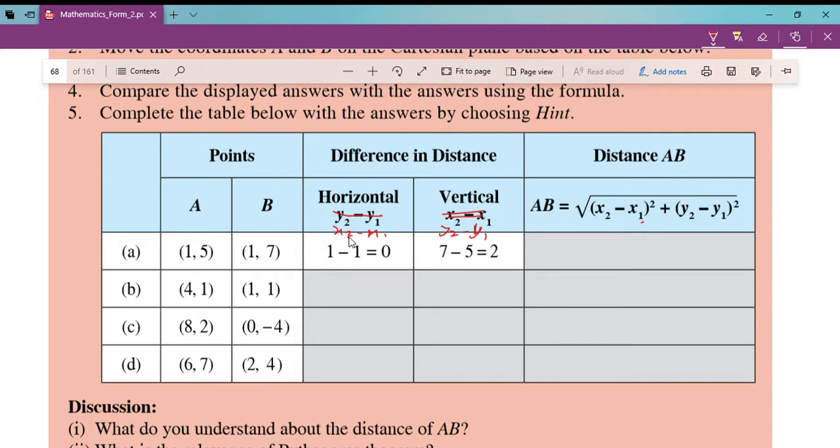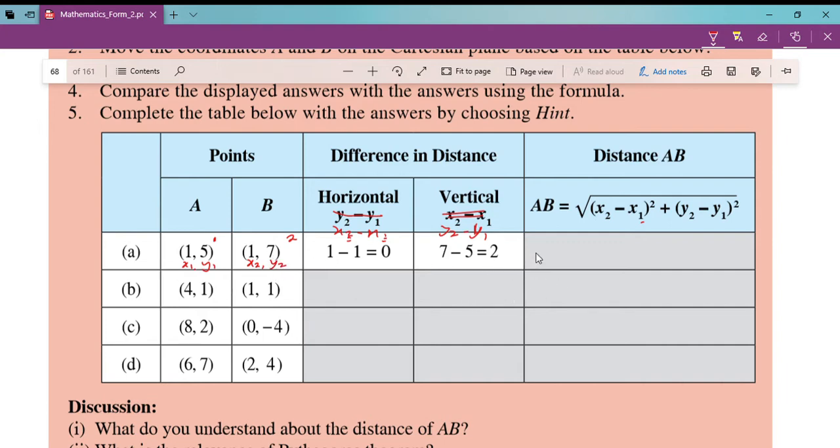2 means the second point, 1 means the first point. So between point A and B, you have to choose which one is your second point and which one is your first point. You can choose either one. Let's say I choose this one as the first point and this one as the second point. So this x will be x1, the y for this coordinate will be y1. For B, which is the second point, this is x2, then 7 will be y2.